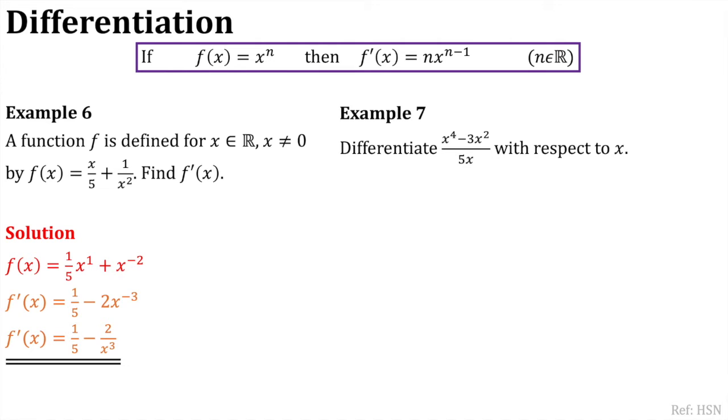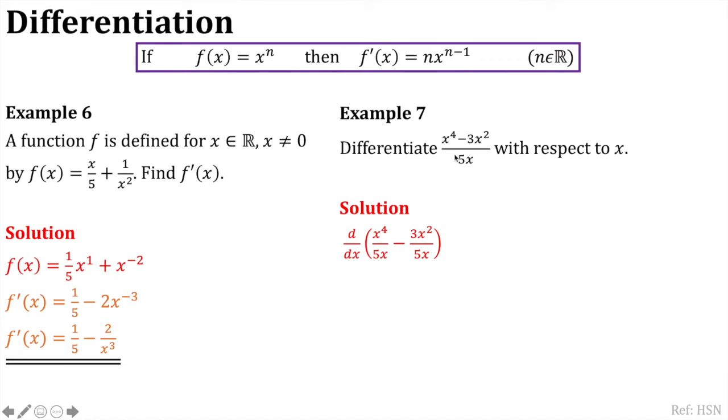Now example 7: we want to differentiate x to the 4 minus 3x squared all over 5x with respect to x. Now again we've got a fraction here involving algebraic terms, so we need to somehow simplify that before we differentiate. We also don't have y equals or f of x equals, so we are employing Leibniz notation again. So d by dx of x to the 4 minus 3x squared all over 5x.